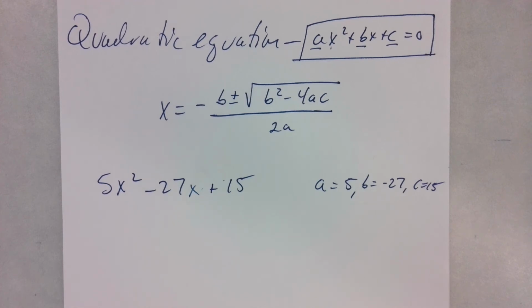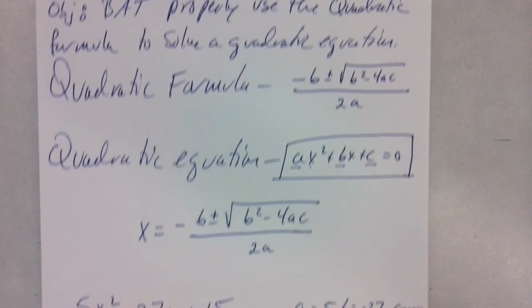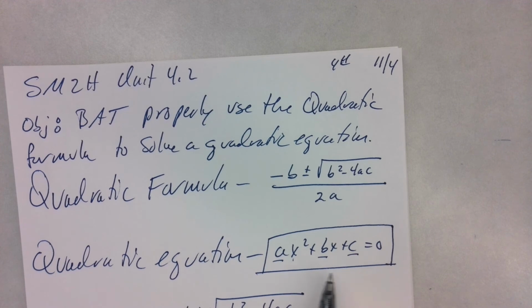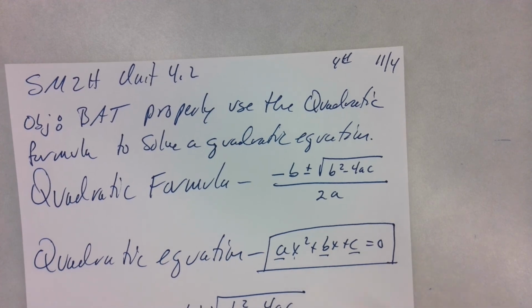Wait, which one's A, which one's B, and which one's C doesn't matter? No, it matters. They're in the order. You gotta put it in standard form first, right? What did we talk about the other day that you wanted to do very first? Standard form. Because standard form dictates where my A, my B, and my C are at, right? Which is why up here I wrote it in standard form and then underlined my A, my B, and my C.